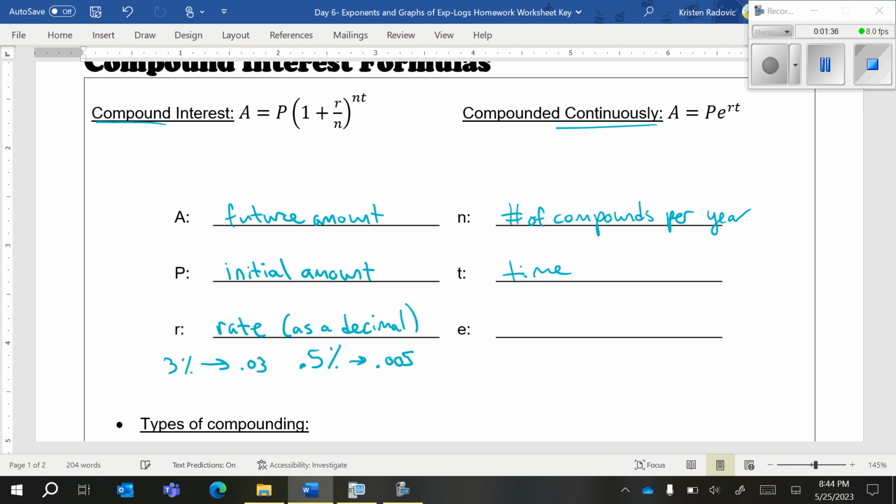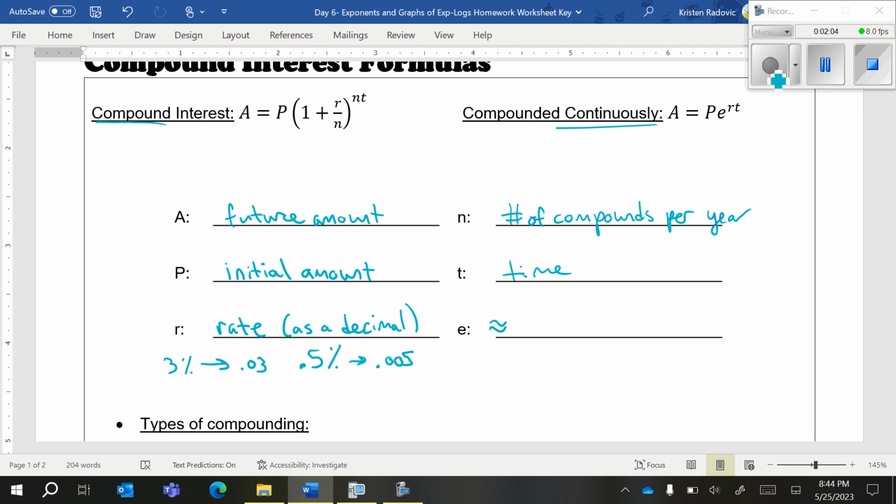T represents time, and for the formula on the left, time is always in years. For the formula on the right, it is pretty typical that time is in years, but if the problem specifies another time frame, like days or hours, then time could be whatever the problem specifies on the right.